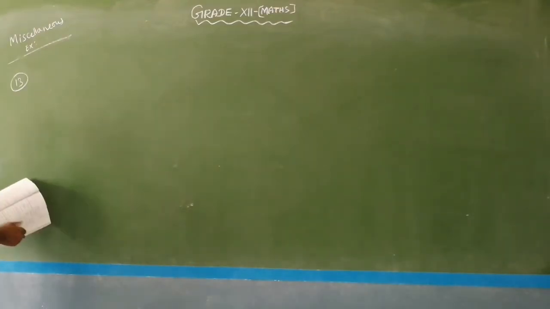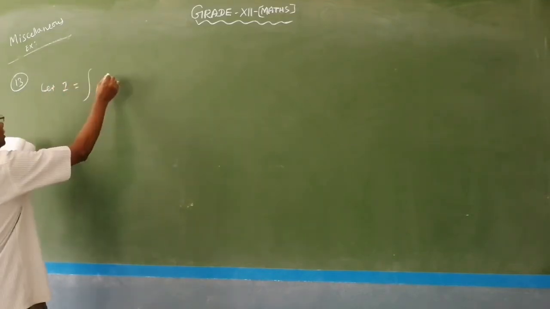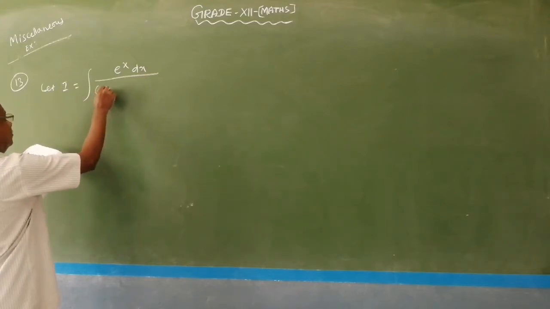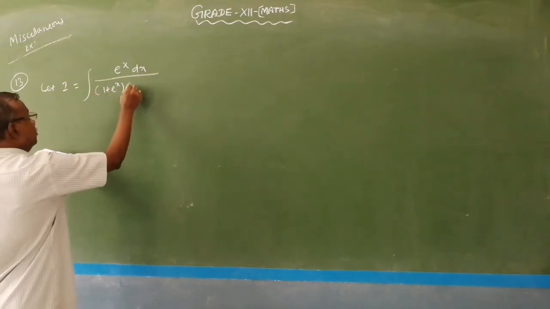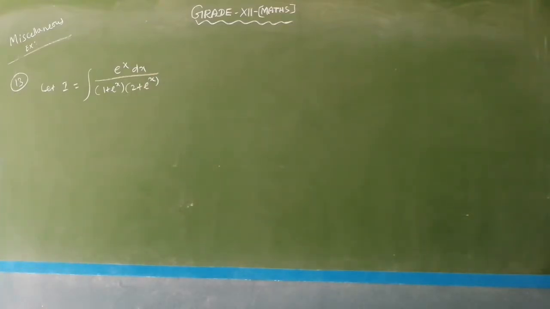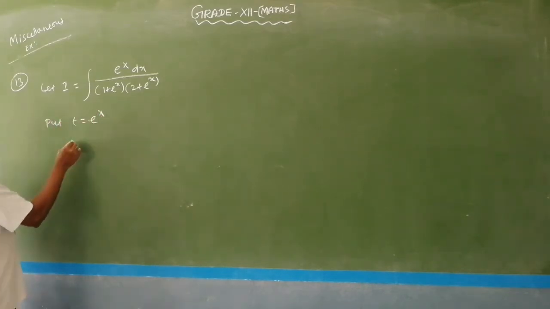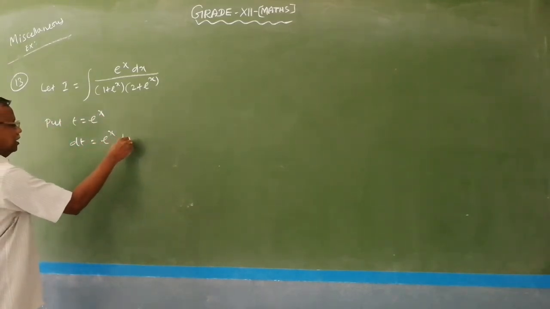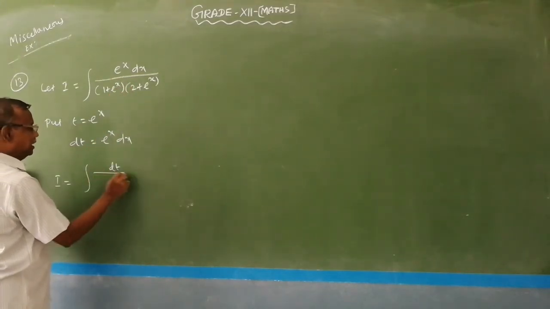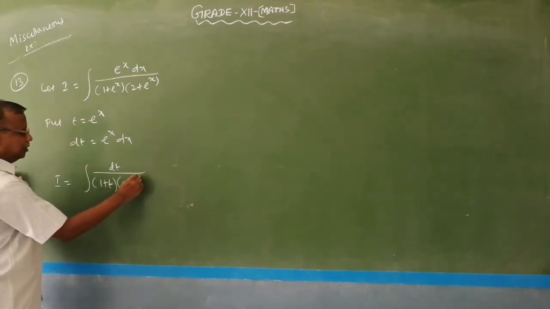Question number 13. Integral, assume this as I equal to integral e power x into dx divided by 1 plus e power x into 2 plus e power x. Here put t equal to e power x. So, dt equal to e power x into dx. Hence, we can write I as dt divided by 1 plus t into 2 plus t.